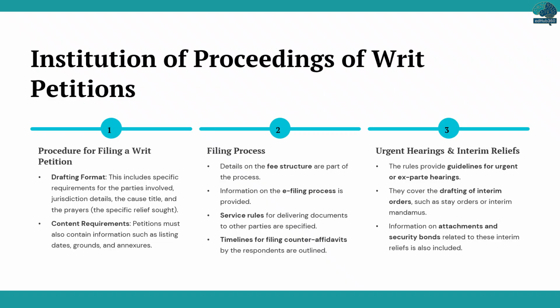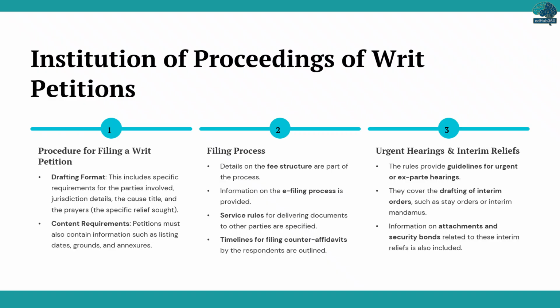Second, the actual filing process covers details on the fee structure and provides information on e-filing. It also specifies the service rules for delivering documents to other parties and outlines the timelines for respondents to file their counter-affidavits. Finally, the rules provide important guidelines for urgent hearings and interim reliefs. This covers situations like ex parte hearings, the drafting of interim orders such as stay orders or interim mandamus, and information on any attachments or security bonds related to these interim reliefs.